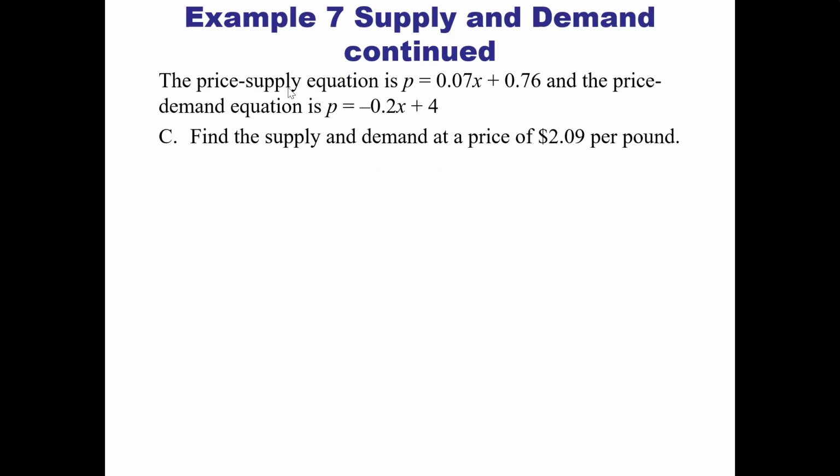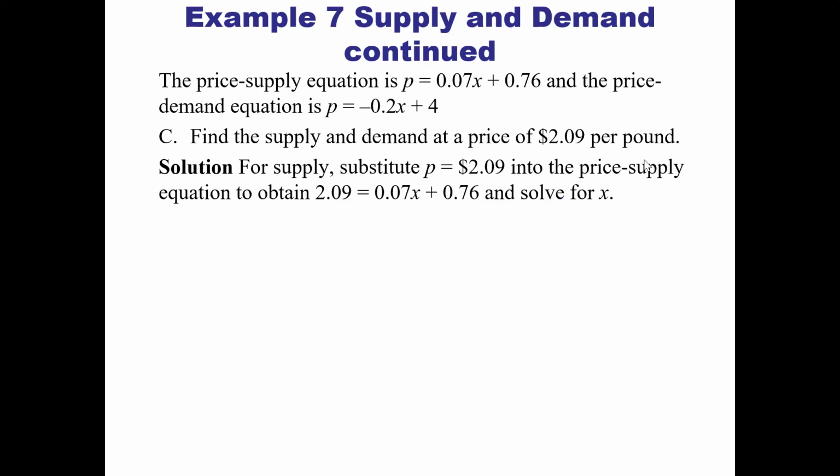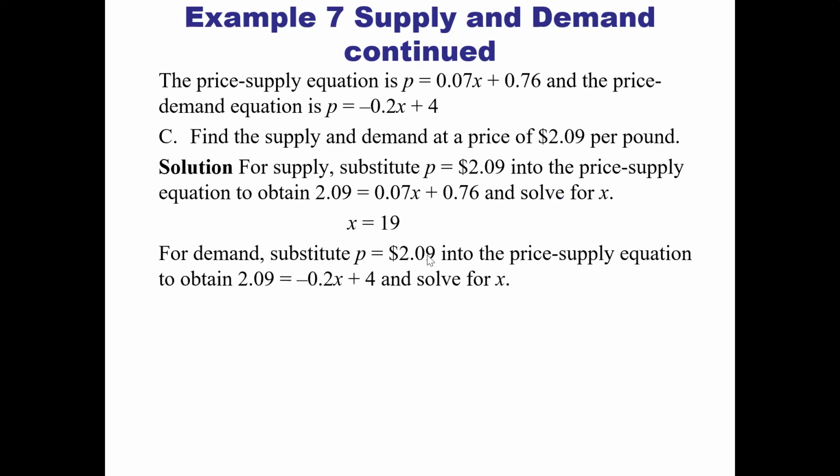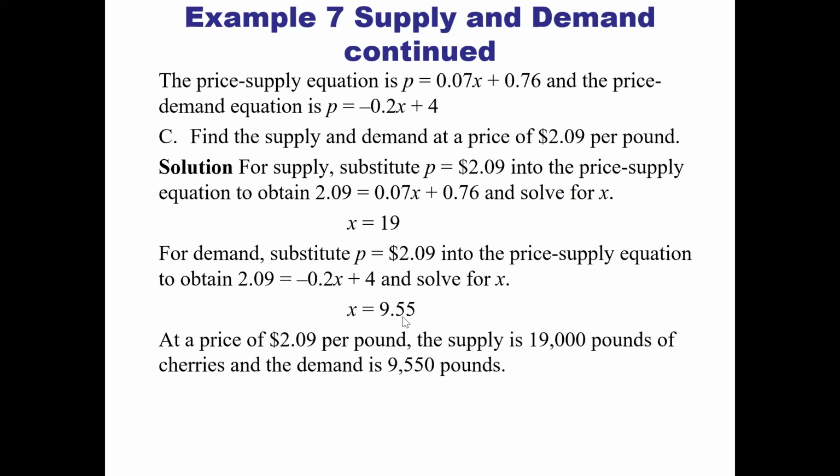All right, so now we've got the price supply equation and the price demand equation, and now it says find the supply and demand at a price of $2.09 per pound. Basically we're going to substitute that price into the price supply equation, solve for x, and we get x is 19. Now for the demand, we plug it in, subtract over here, divide by negative 0.2, and we get 9.55. So at a price of $2.09 per pound, the supply is, remember, in thousands of pounds, 19,000 pounds of cherries, and the demand is 9,550 pounds. So that's the demand versus the supply.